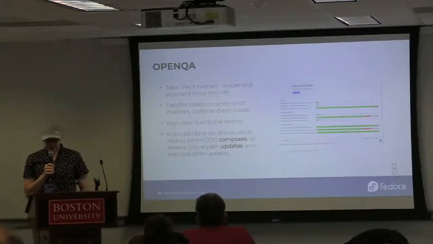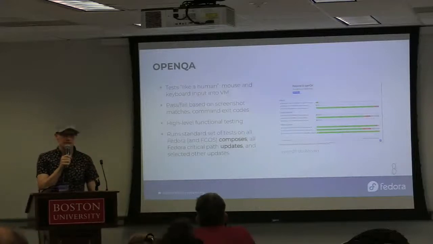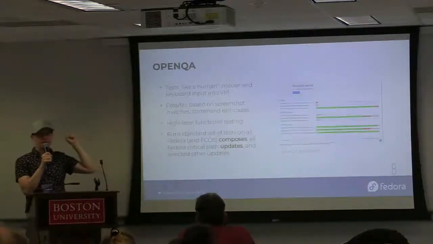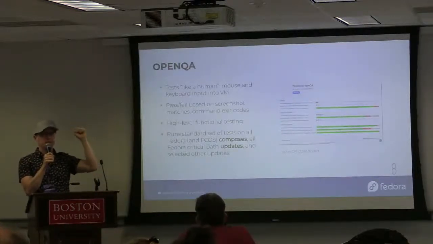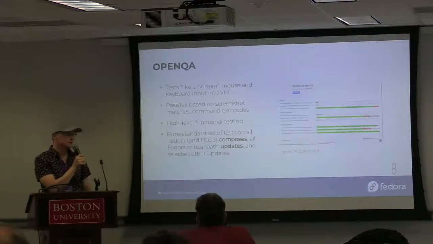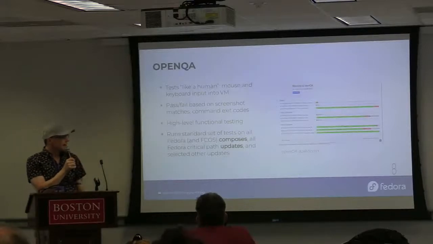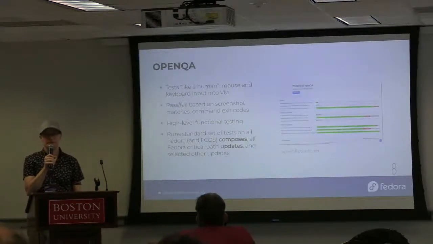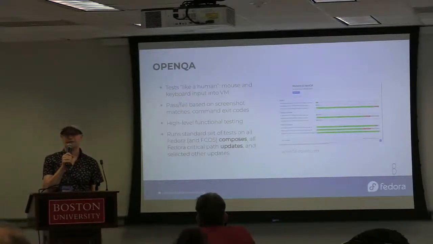A critical path update is a concept we have, which is basically just an important update. We have a list of packages that are important, and if a package from that list is in the update, it's a critical path update. And the reason we limit to only testing those is just resource constraints. We don't have the hardware to test every single update, because that's a very big set.